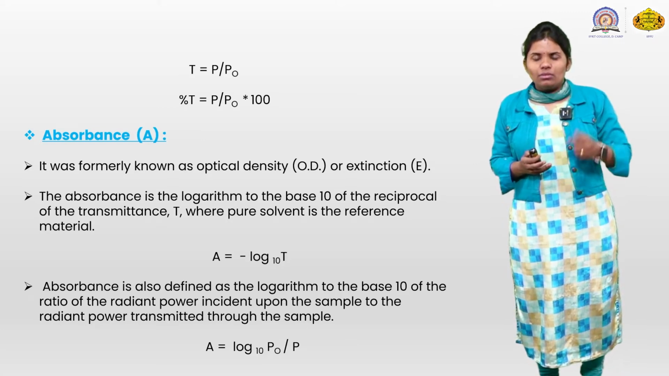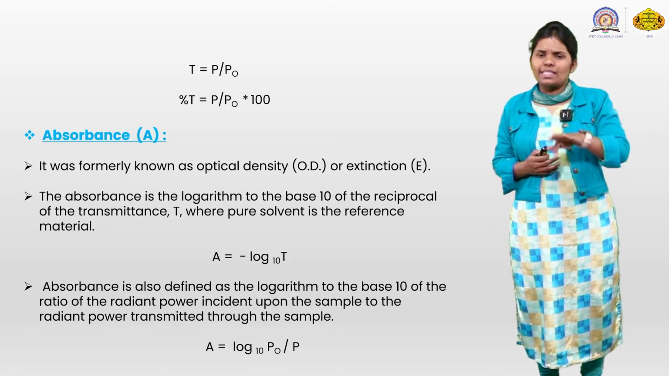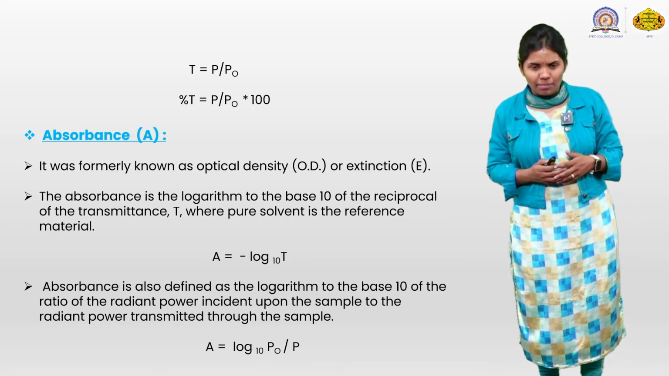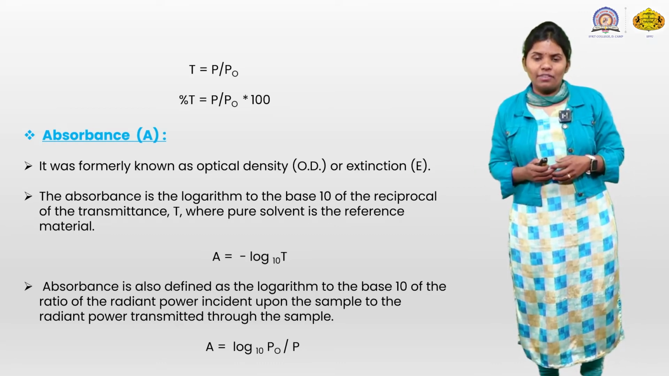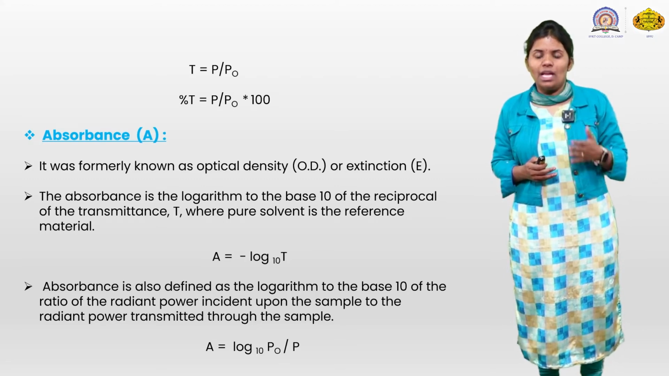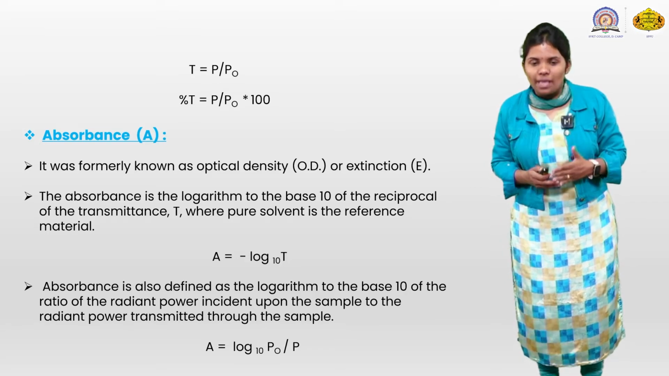So as you know, transmittance is equal to P upon P0. Exactly the opposite, you can write absorbance as log P0 upon P. So absorbance can be defined as the logarithm to the base 10 of the ratio of the radiant power incident upon the sample to the radiant power transmitted through the sample.